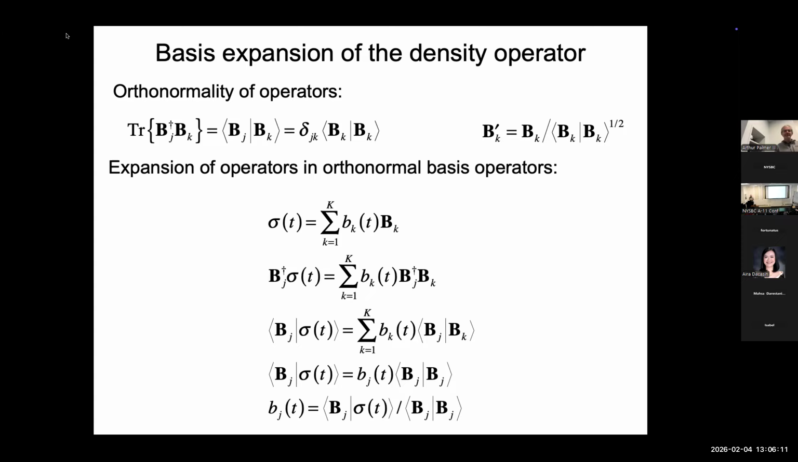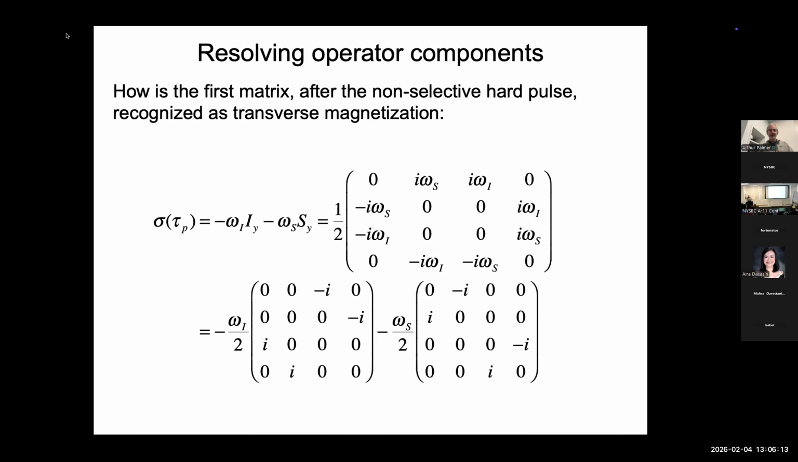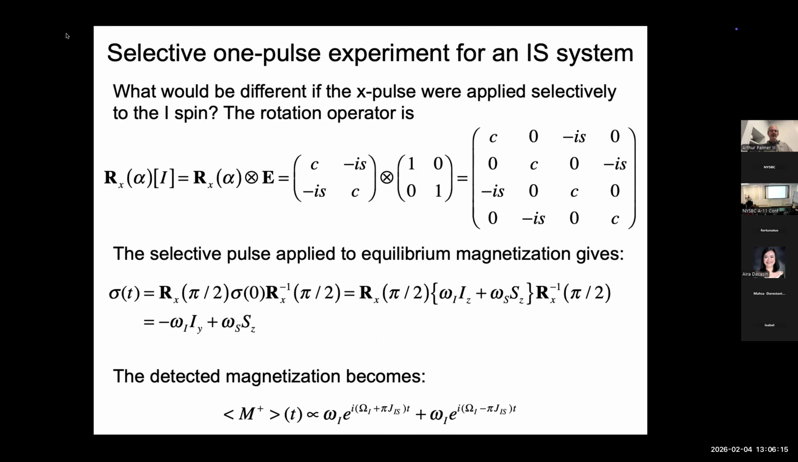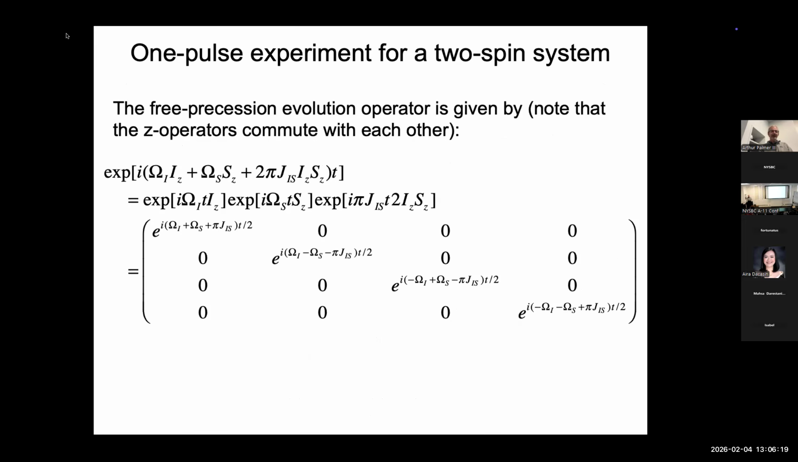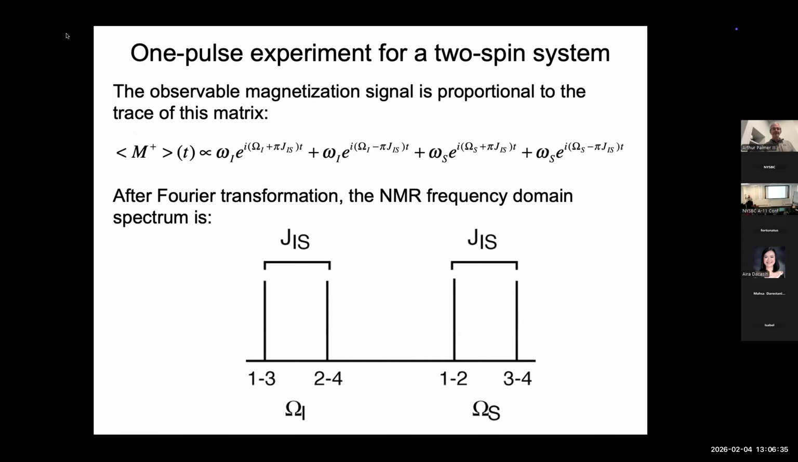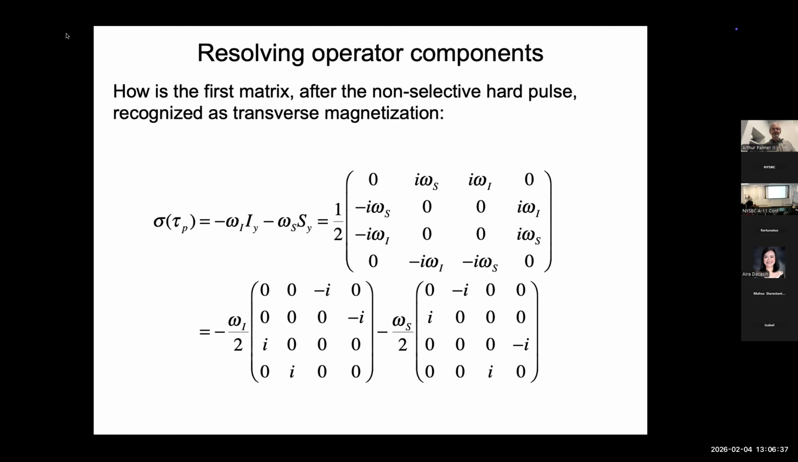So we've been working through some of the matrix calculations where, knowing the Hamiltonian and the rotating frame is time independent, we have these rotation operators or propagators that take the density operator from one time to another time in the pulse sequence.